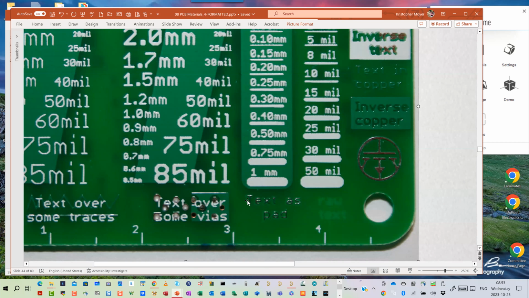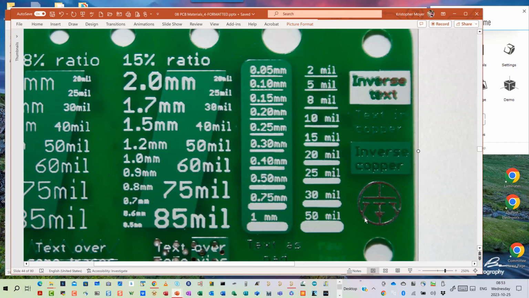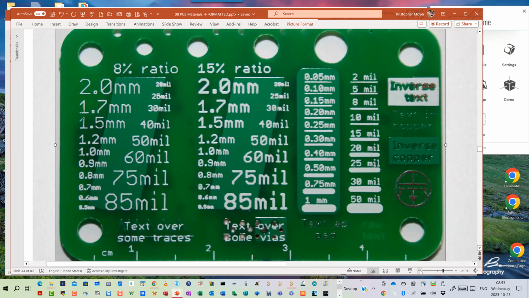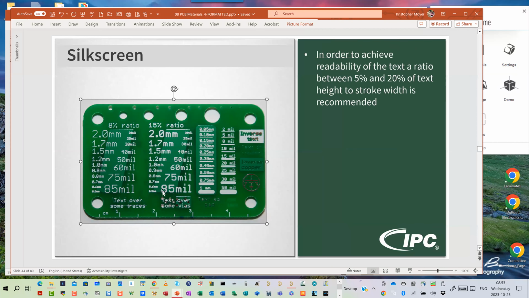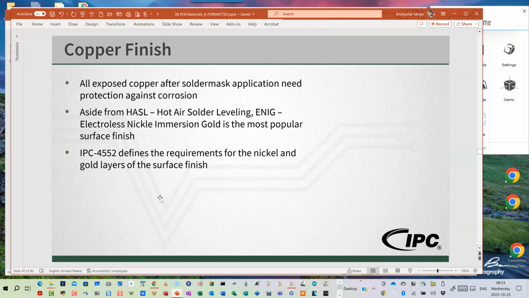You can also put text as copper. You can actually put text as a removal of solder mask. You can do all kinds of other tricks with your legend ink and so on. So there's just a couple of things. But definitely wanted to talk about the ratio. That's a key one. And being cognizant of the fact that we want to make sure that our legend ink does not show up on our exposed copper that'll be our solder pads.